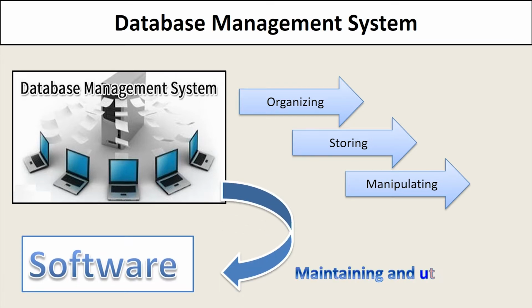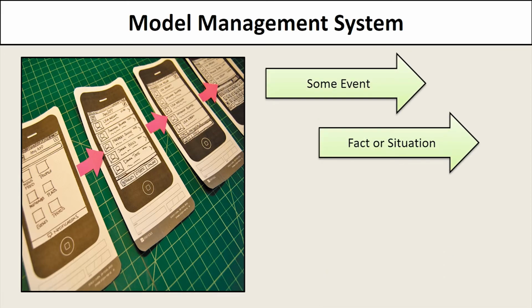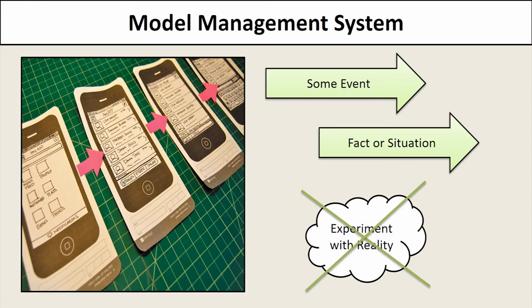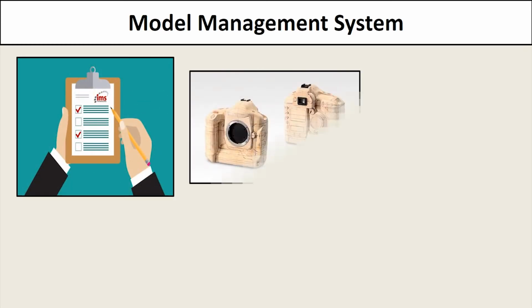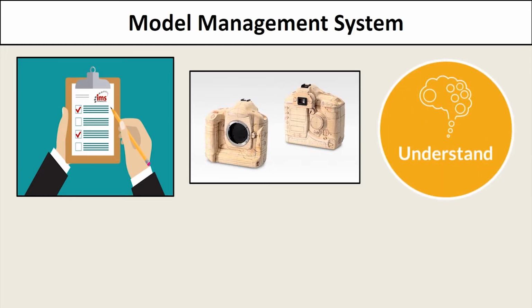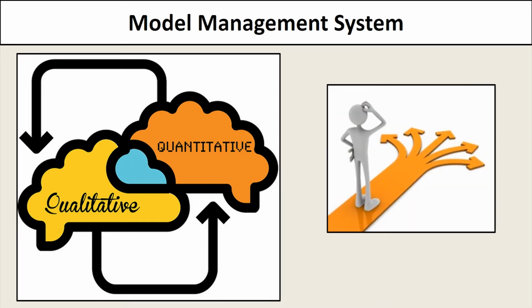Let's come to model management system. A model is a representation of some event, fact, or situation. It is not always possible to experiment with reality, so the models are used to represent such situations. By analyzing the activities in the organization, it is possible to formulate the models and use them effectively. The major objective of model management is to help decision makers understand a situation for which they are taking the decision. Both qualitative and quantitative models are used by the decision makers.